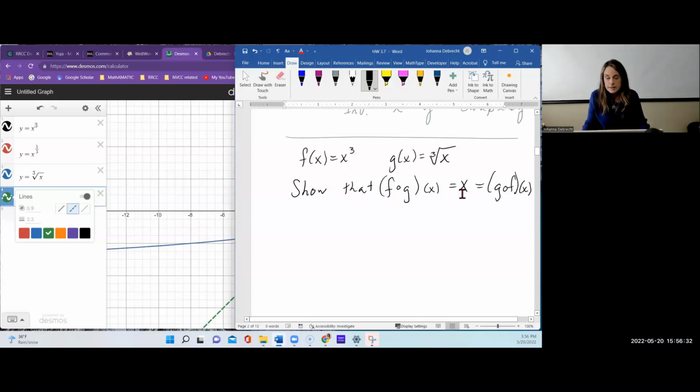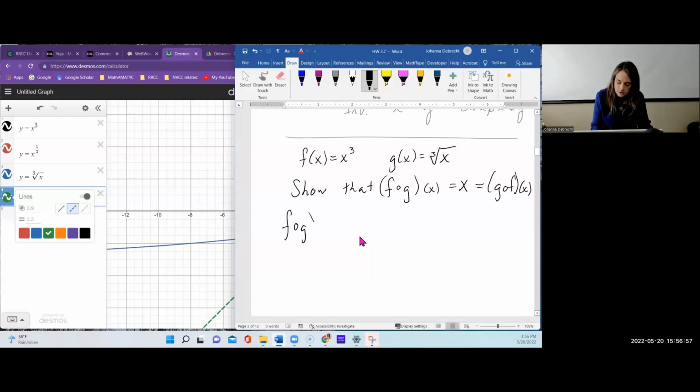Why would we get x back again? Because both functions start with x as the variable. And what does f do to it? It cubes it. Then g comes along and uncubes it, so you get back to x. What does g do? It takes the cube root. Then f comes along and cubes the cube root, so you get back to x again. Let me show you what I mean.